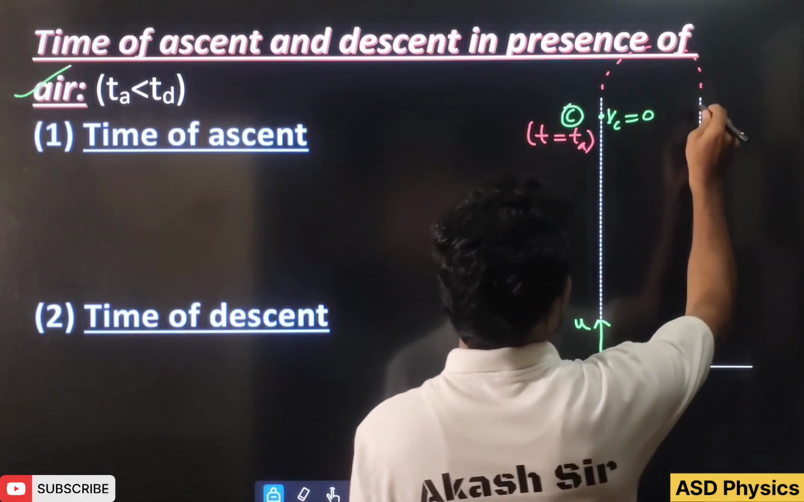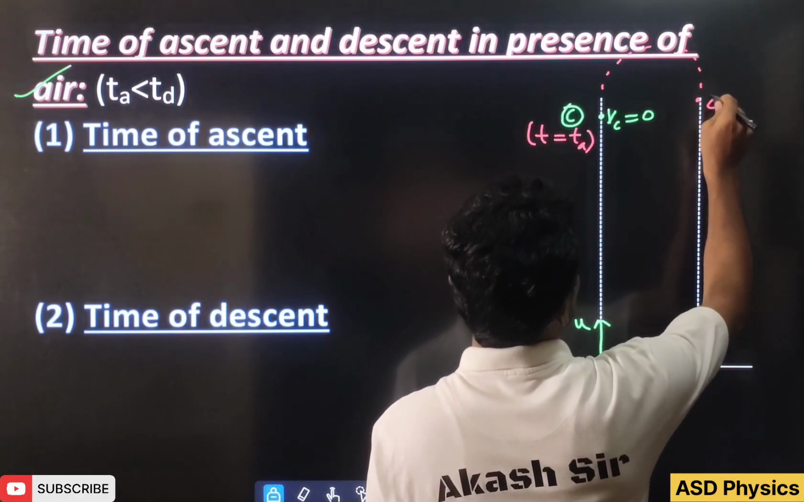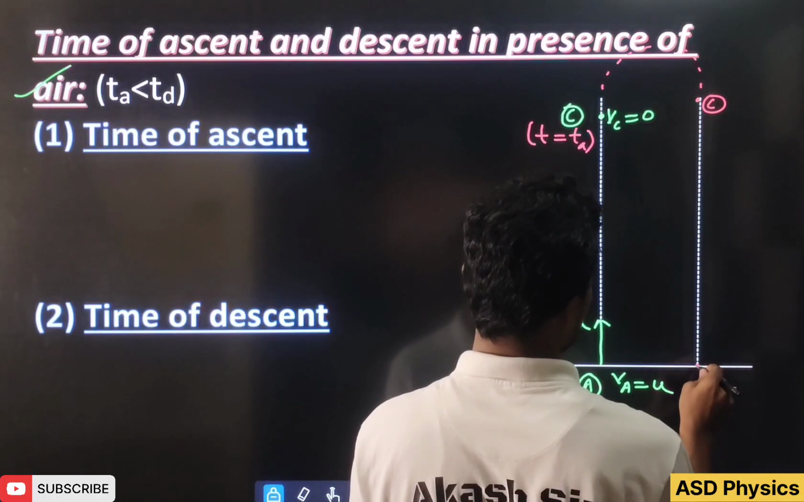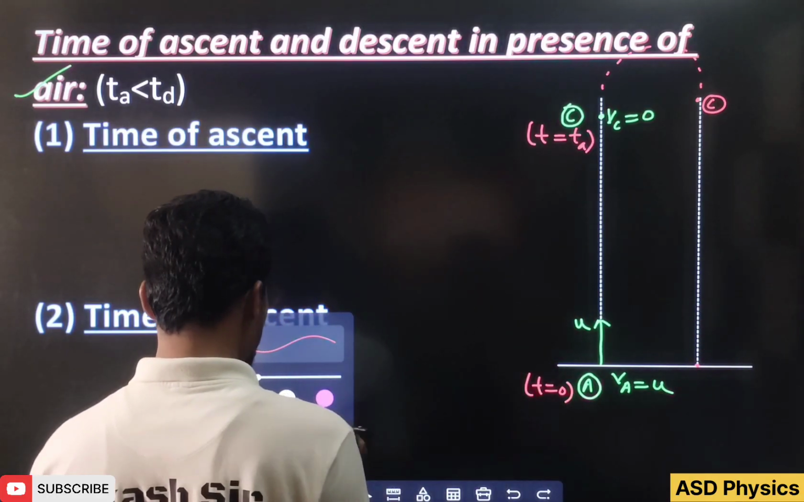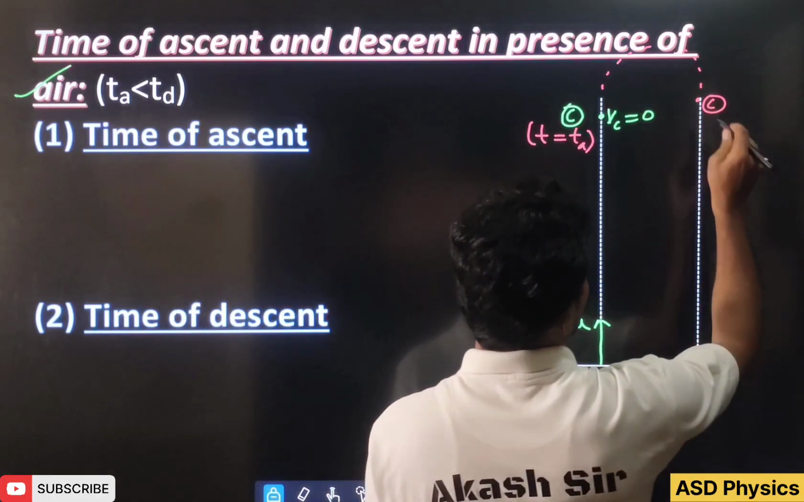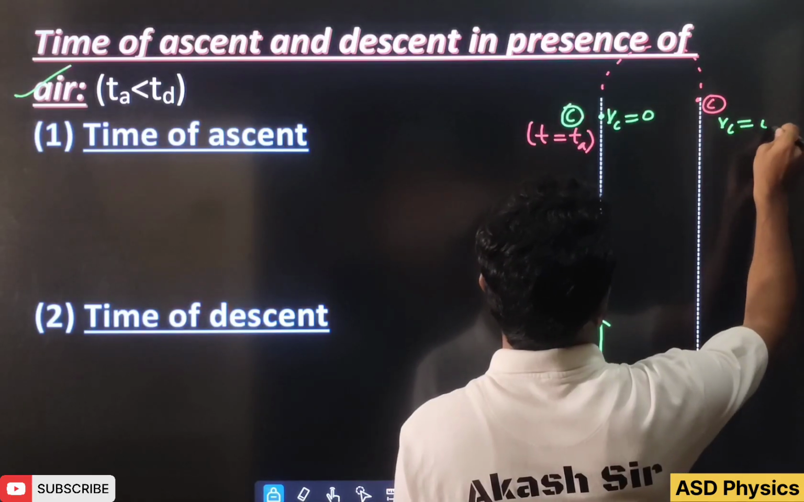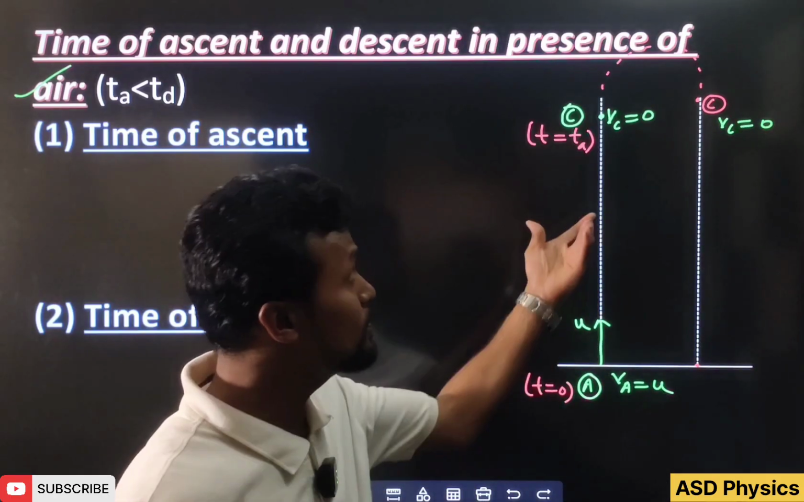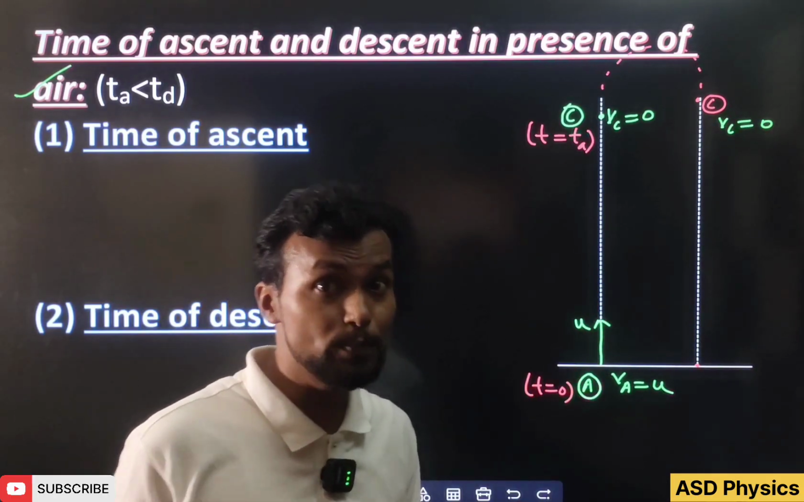Now what will happen that here from point C, again it will start to fall and it will hit the ground. So what will happen that here, students? Remember that here at point C, anyhow velocity is 0. But remember that in presence of air resistance, speed will decrease.